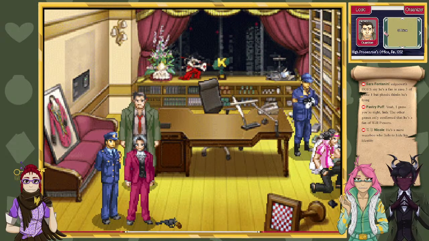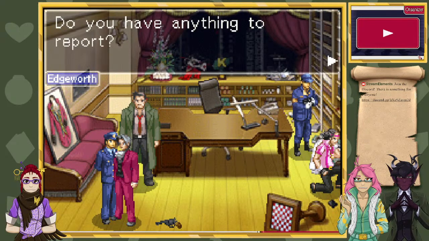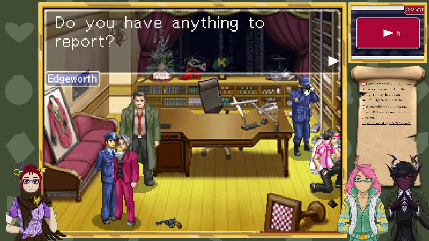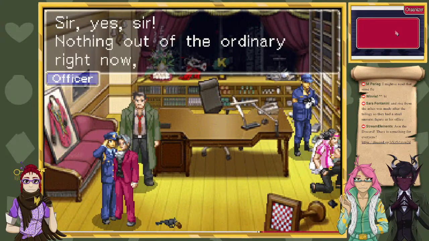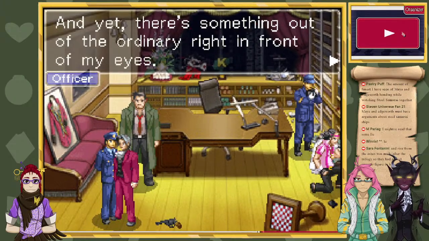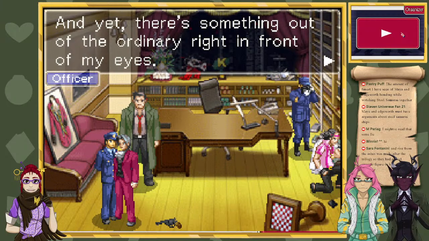I don't think we talked to this guy. Right up in his face. Literally presses his body up against the officer. Do you have anything to report? Noses nearly touching. I read this line seductively, Ori. I was just paying attention too much to the other thing. Sir! Yes, sir! Nothing out of the ordinary right now, sir! Do you normally have prosecutors pressed up against your body? No, sir! This is a first-time occurrence for me, sir! And yet there's something out of the ordinary right in front of my eyes! Namely you pressing me up against the wall, sir!